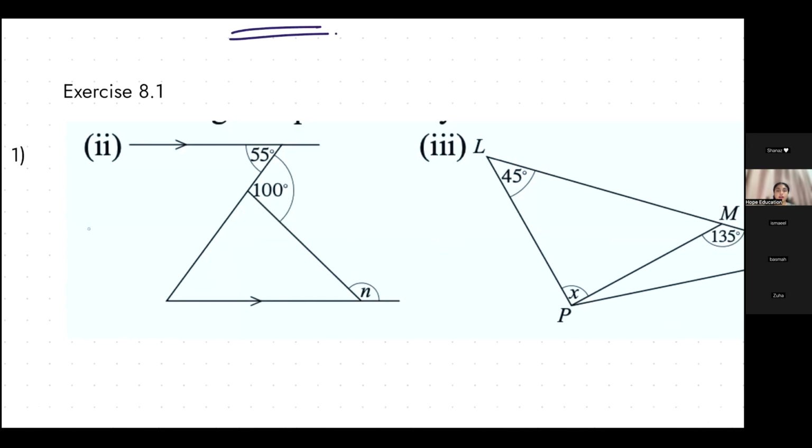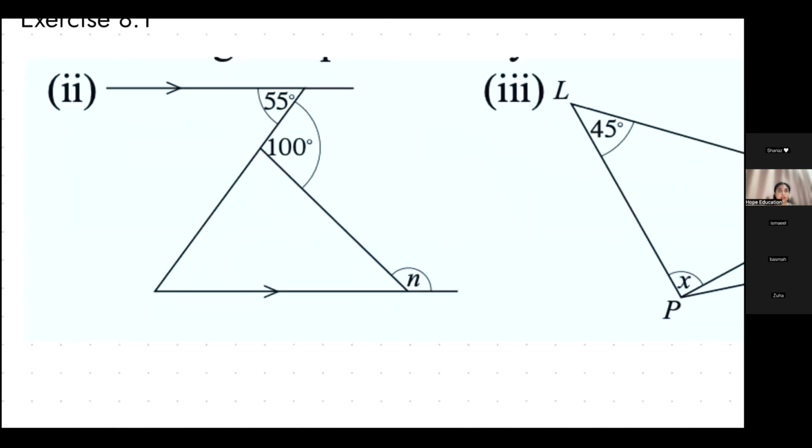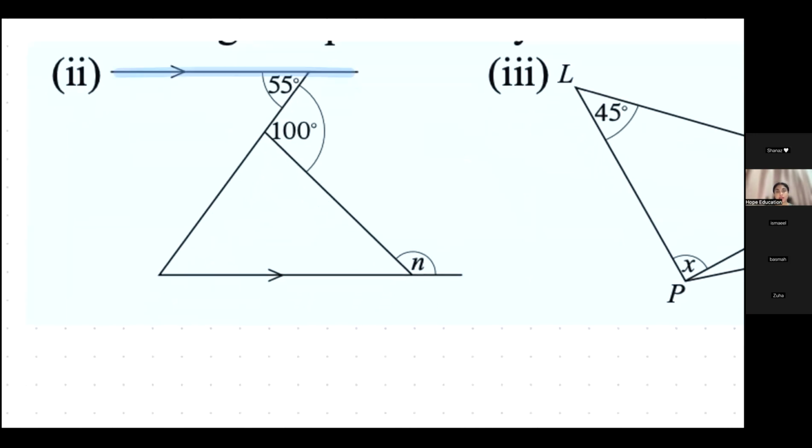So here we have to find the letter N, right? Let's see. We can see two parallel lines. This line and this line are parallel. Since they're parallel, you know there are alternate angles, because this angle and this angle are alternate angles. Therefore, this is also 55 degrees, right?